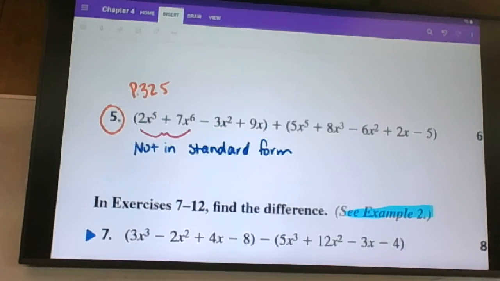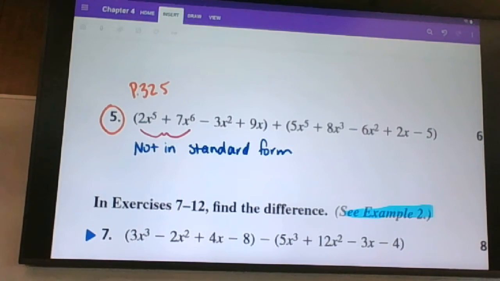So that the exponents are lined up. I have a pretty big important note for you here. I think everybody should write this down. You can trust me. When you add or subtract, you don't change exponents.